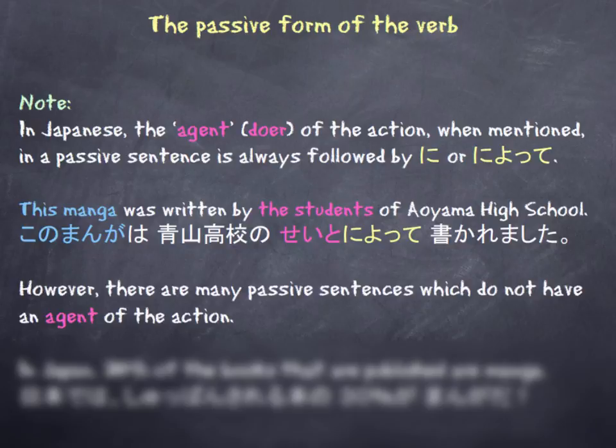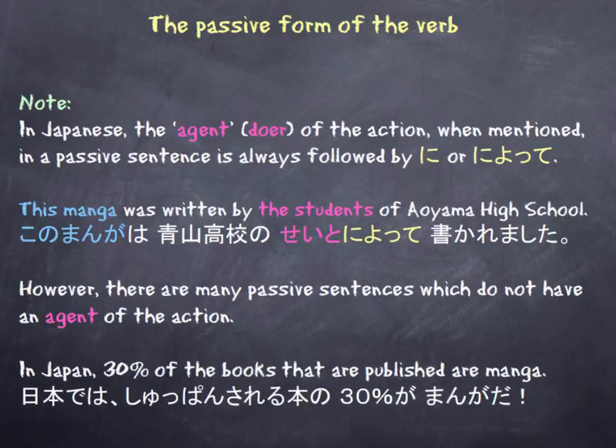However, there are many passive sentences which do not have an agent of the action. For example, in Japan, 30% of the books that are published are manga. 日本では出版される本の30%が漫画だ。So in this case, there's no agent, there's no doer of the action in this sentence.